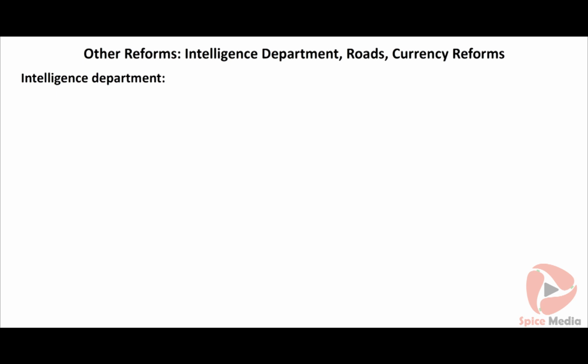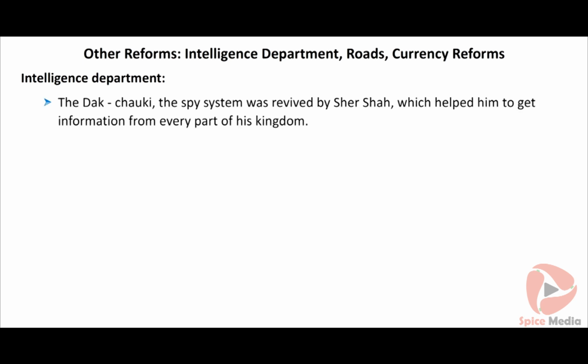Intelligence Department. The Dagchauki, the spy system, was revived by Sher Shah. They worked very efficiently and enabled Sher Shah to get information from every part of his kingdom.